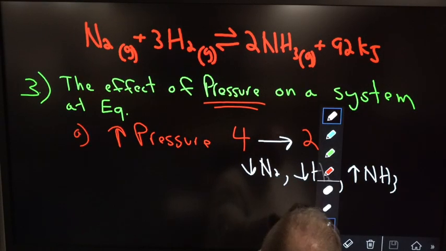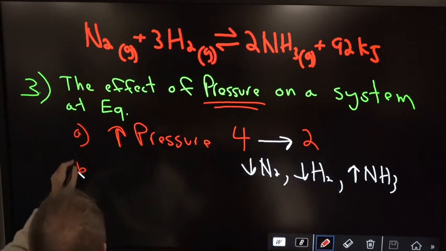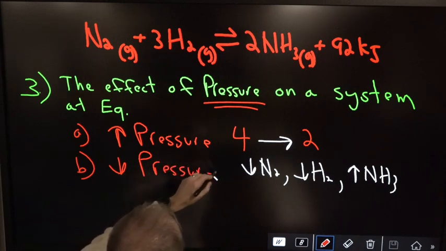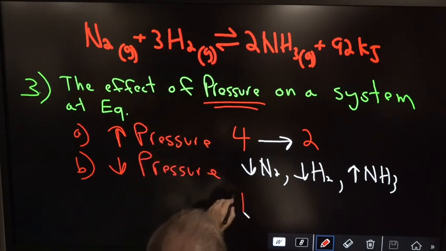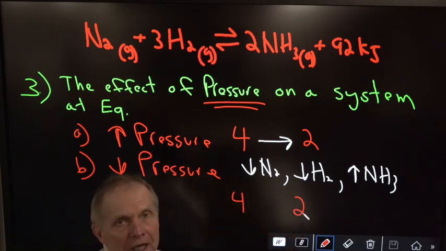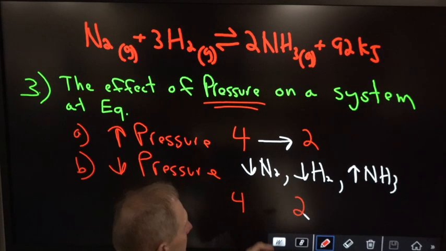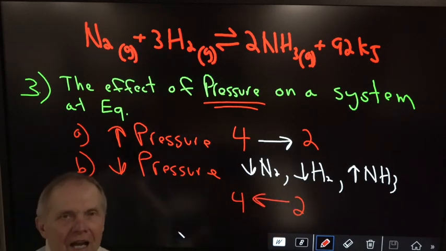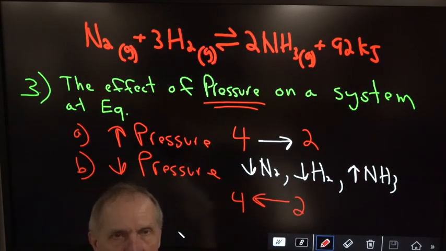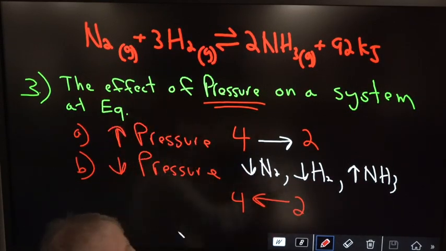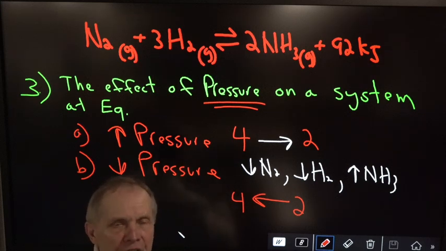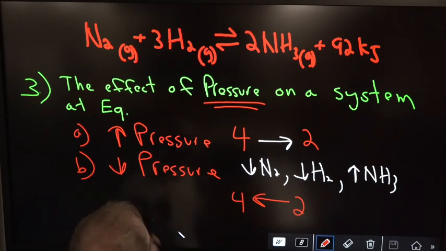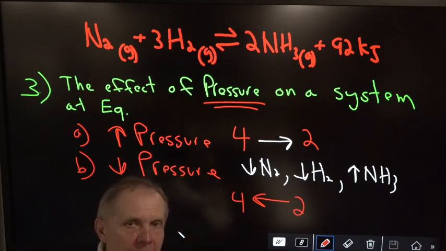So, for letter B, obviously, if there's a decrease in pressure, and this is 4 to 2, you would go the opposite way. A decrease in pressure goes from low to high. Most of the time, it will be an increase in pressure that you'll be talking about. Okay? So for an all-gas system, you can count the coefficients to see which way the pressure is going to go. Okay? But for letter C, I'll give you a different equation.